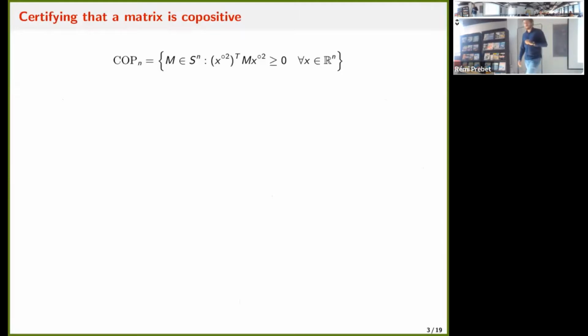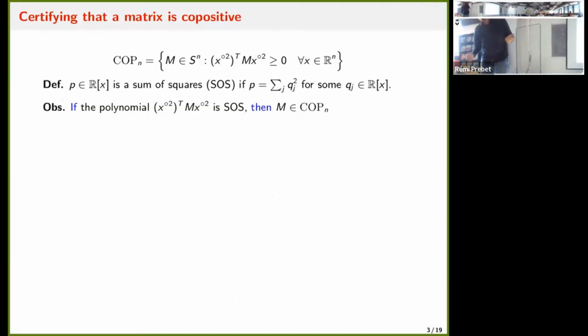Let me define what a sum of squares is. I suppose everybody knows. A polynomial P is a sum of squares of polynomials, I write SOS, if P can be written as a sum of squares of other polynomials. In particular, if a polynomial is a sum of squares, then it is non-negative. So if the associated polynomial of the matrix M is a sum of squares, then M is copositive, just by definition.